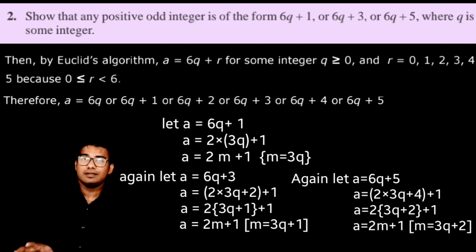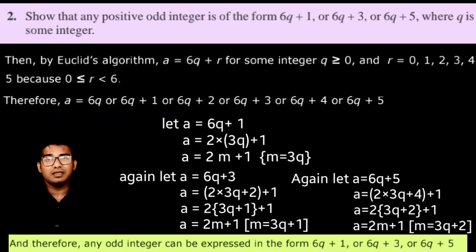So hence any positive odd integer is of the form 6q plus 1, 6q plus 3 or 6q plus 5, where q is some integer.